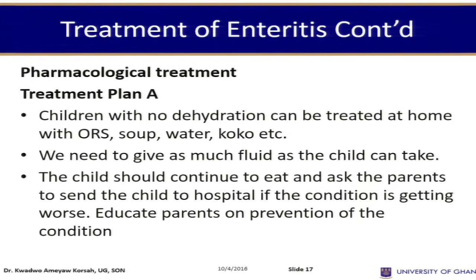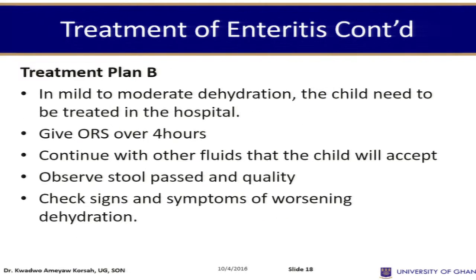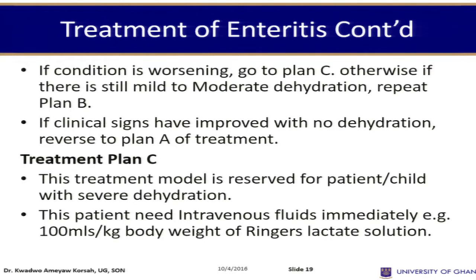And so pharmacological treatment, we have treatment plan A. Here we have the ORS and the other things which are very common. Soup, water, to replace the fluid that is going away. And then in mild to moderate dehydration, plan B, the child needs to be treated in the hospital. We can do ORS administration, and then continue with other fluids that the child will accept, observe stools that are passed and their quality, and check for signs and symptoms worsening the condition, such as severe dehydration.